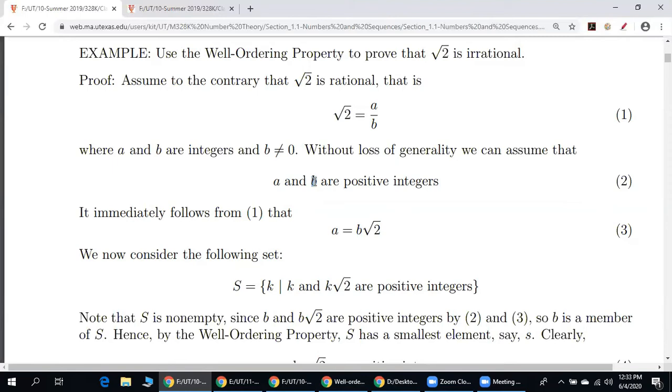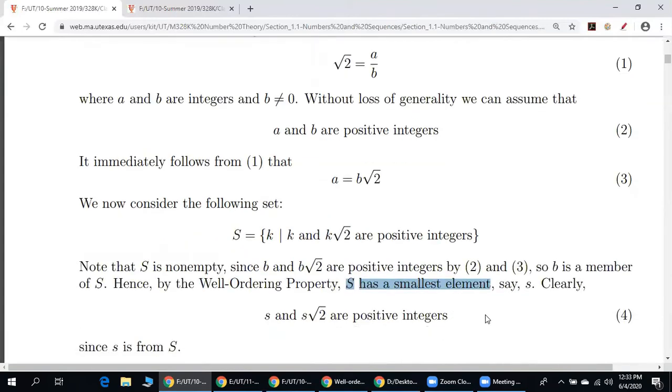Since both b and b times square root of 2 are positive integers, this set S is non-empty. Since set S consists of positive integers, and since S is non-empty, we can apply the well-ordering property. By the well-ordering property, S has the smallest element. Let us denote the smallest element of S by a lowercase s.